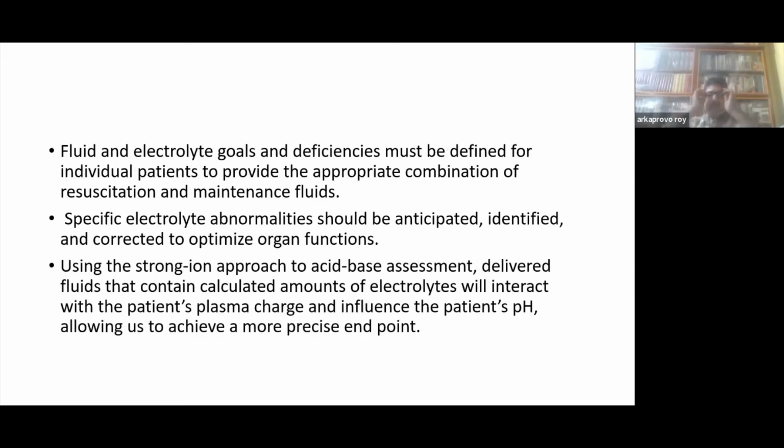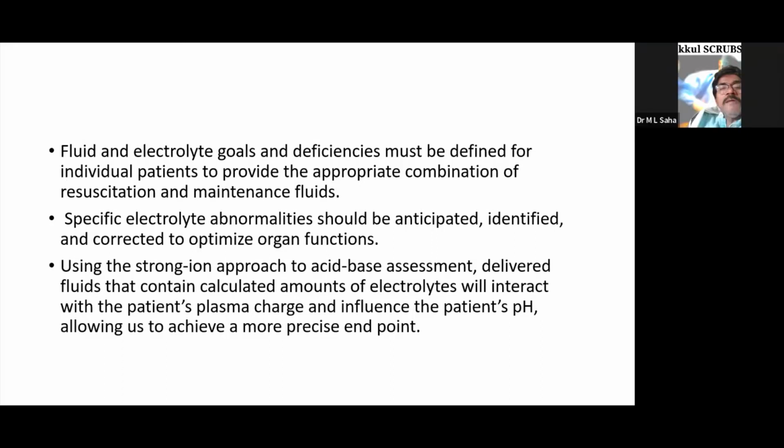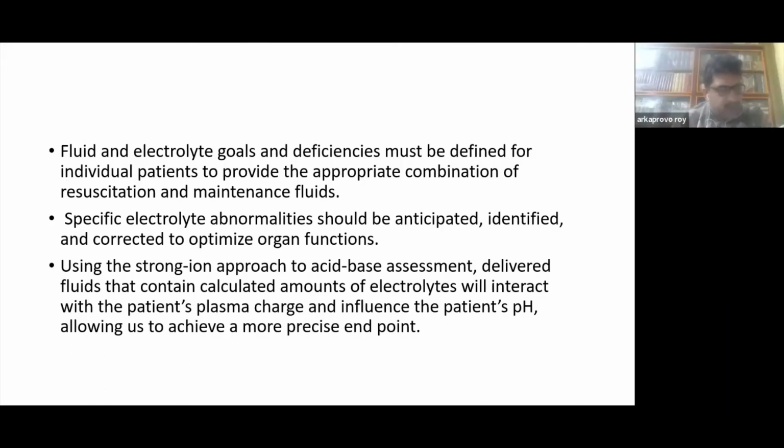Now, apart from these electrolytes, there is also hypophosphatemia, hyperphosphatemia, and hyperchloremia. Hyperchloremia can lead to metabolic acidosis, and we should correct it. It is rare in comparison with hypernatremia and hyperkalemia. If hyperchloremia is present, we should give sodium bicarbonate to correct the metabolic acidosis.